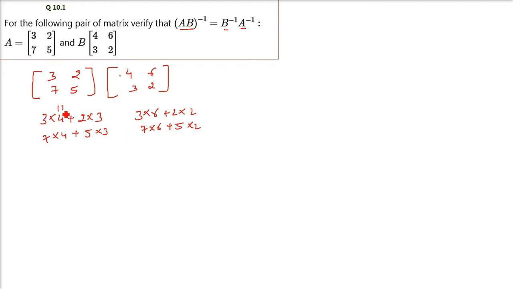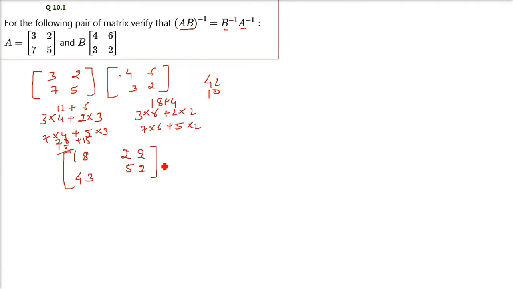This is 12 plus 6, it is going to be 18. 7 4s are 28, plus 5 3s are 15. So 28 plus 15 is 43. Then the next one, 6 3s are 18, plus 2 4s are 4, 18 plus 4 is 22. 7 6s are 42, plus 5 2s are 10, it is going to be 52. Now this matrix is simply A into B.